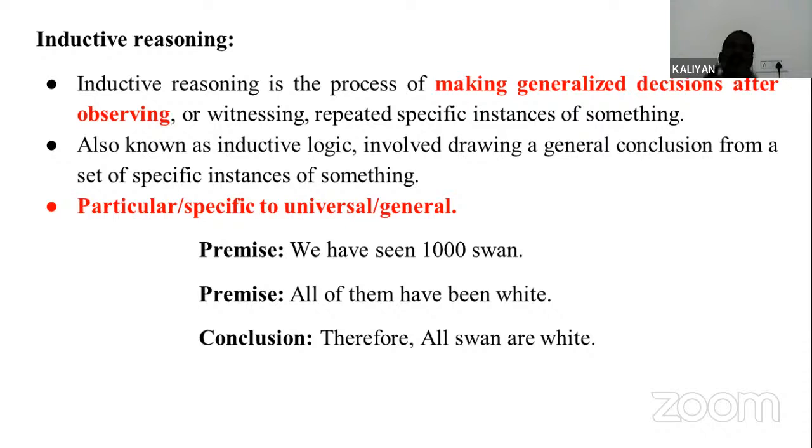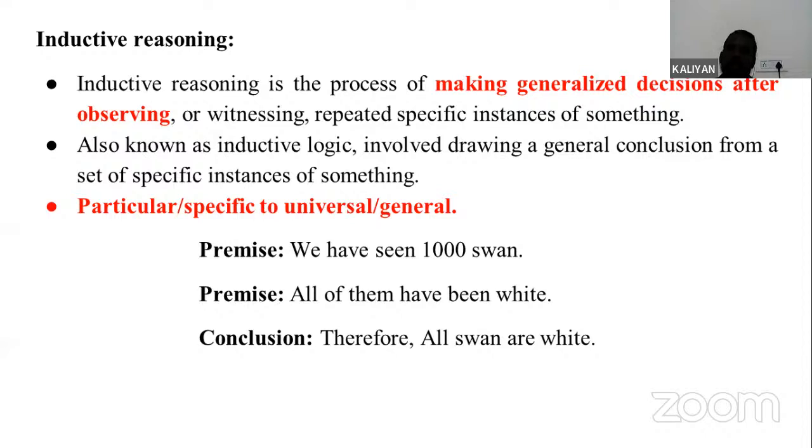So from the specific observation we create the generalization, that is called inductive reasoning. Example: the premise is we have seen 1,000 swans, and all of them have been white, therefore all swans are white. We don't know the number of swans around the world, but we have seen only 1,000 swans, and all of them are white. So from the two premises we conclude, therefore, all swans are white.